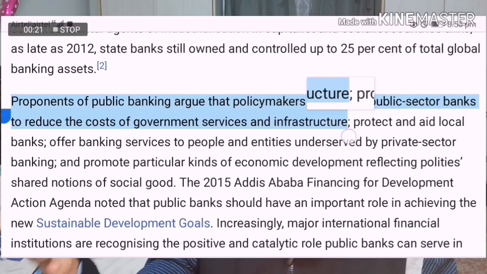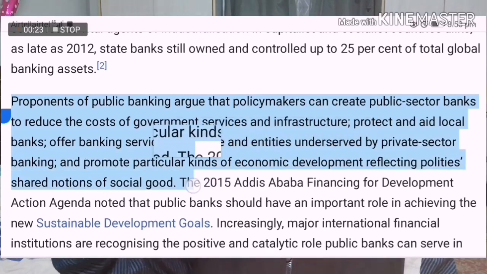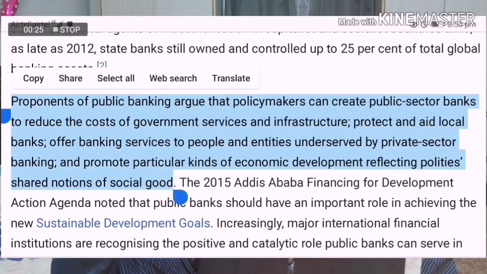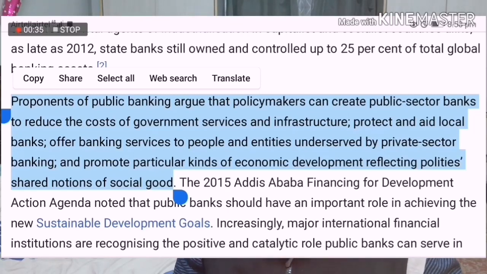And when public banks make policies and rules, they will not put the interest of a few people first, like in the case of private banking. Rather, they will keep the interest of the public, of the society as a whole, in view. Now this is what public banking basically is, right?